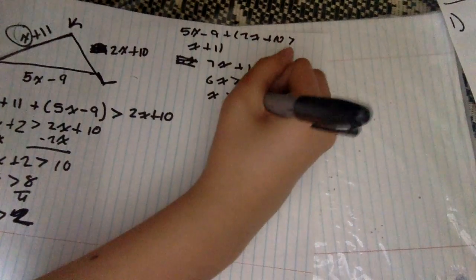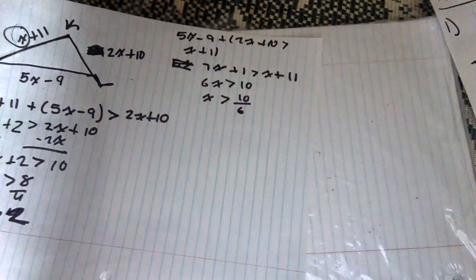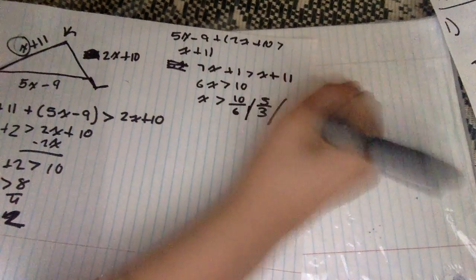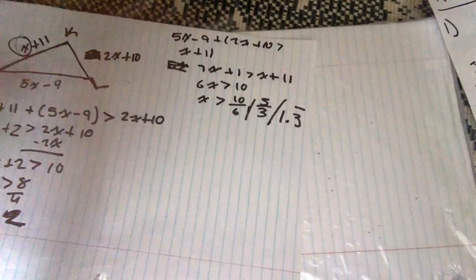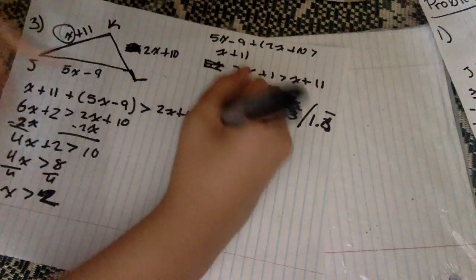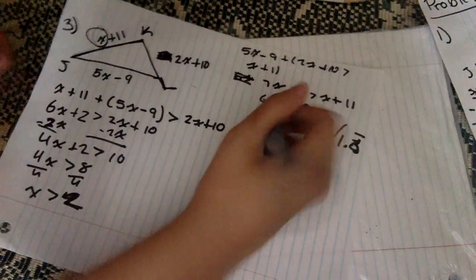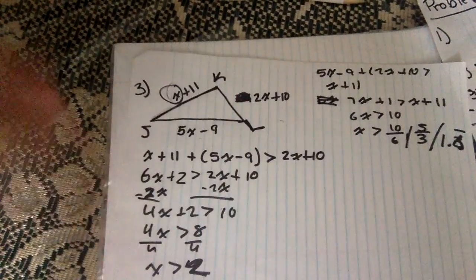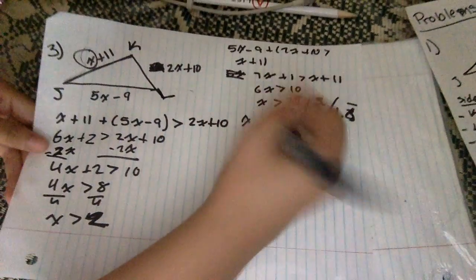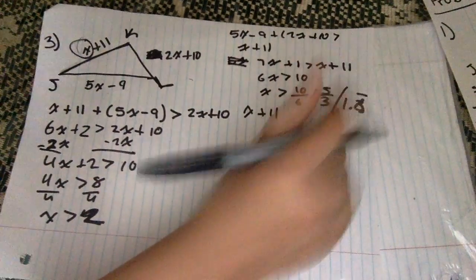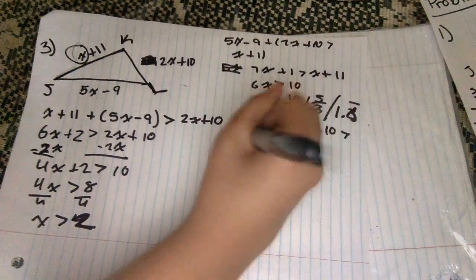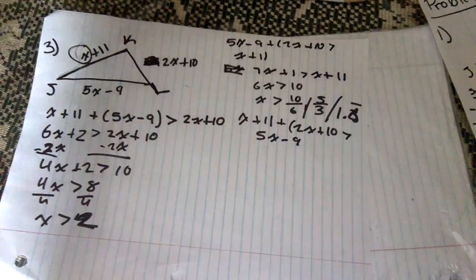So x is greater than 10 over 6, or 5 over 3, or basically 1.6 repeating. And the third one would be adding these two sides are greater than this. So x plus 11 plus 2x plus 10 is greater than 5x minus 9.